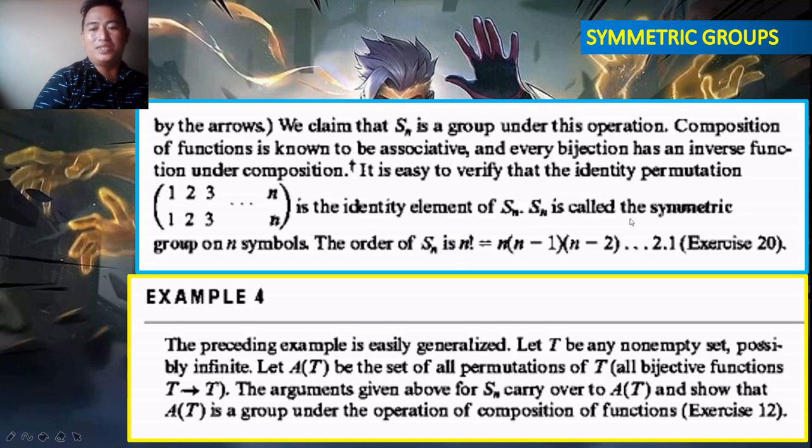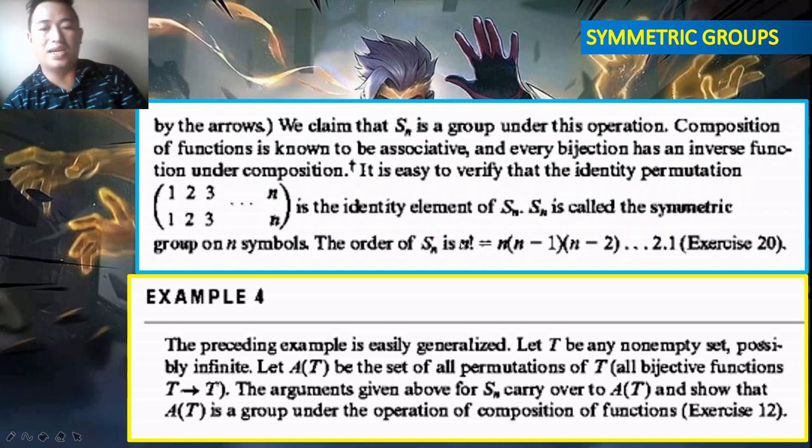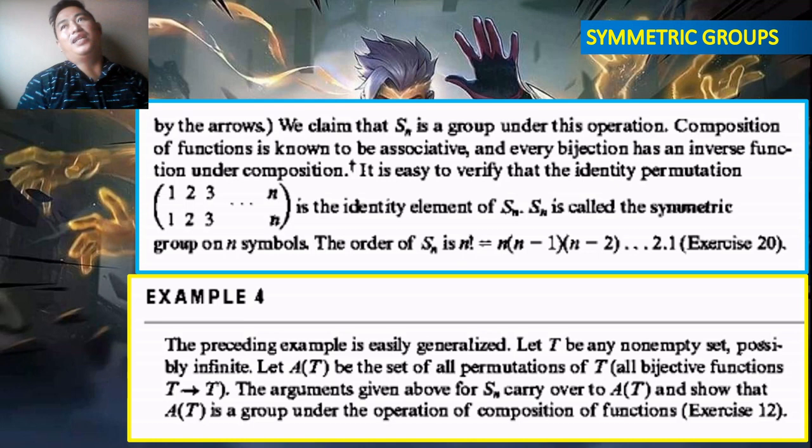And then Sn is called the symmetric group of n symbols. The order of Sn is n factorial. So, if we check S3, the order should be 3 factorial. 3 factorial means we multiply 3 times 2 times 1. The answer is 6. Then times 4, so it becomes 24. There are 24 elements in S4. So, that is many. Okay.